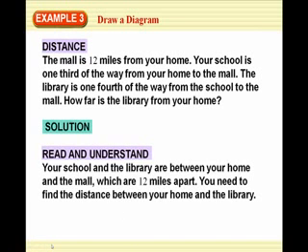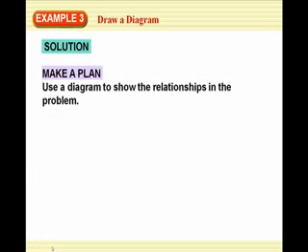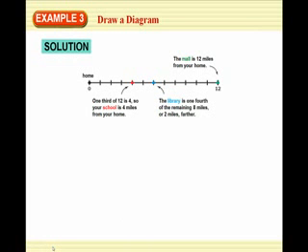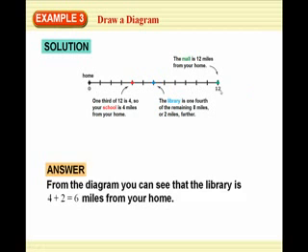All right, so we look at it. Your school and your library are between your home and the mall, which are 12 miles apart. So you need to find the distance between your home and the library. If you'll notice, they're going to make a diagram, and they're going to show the line of 12 miles. So right here, from your home, there's 0 to 12, which was given.